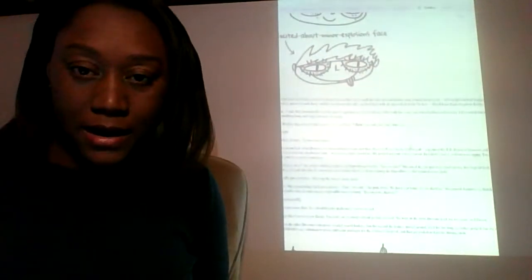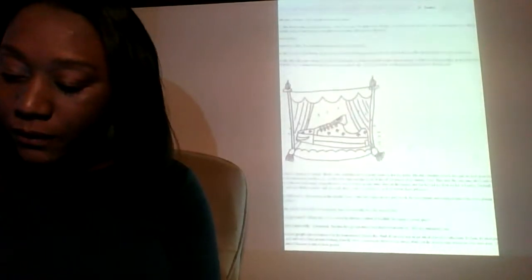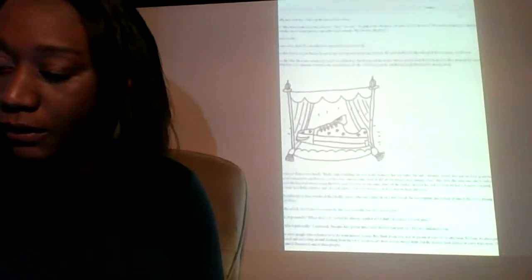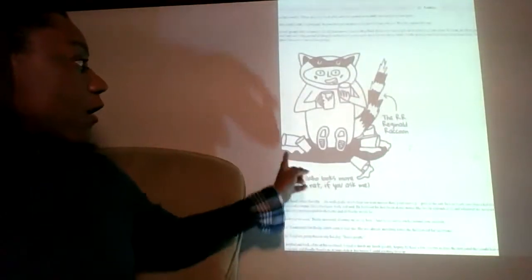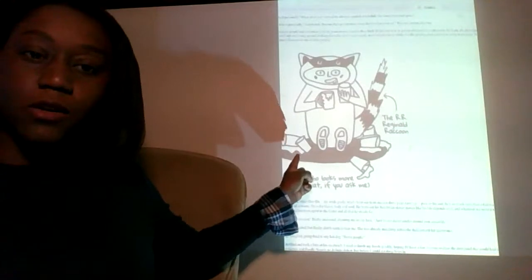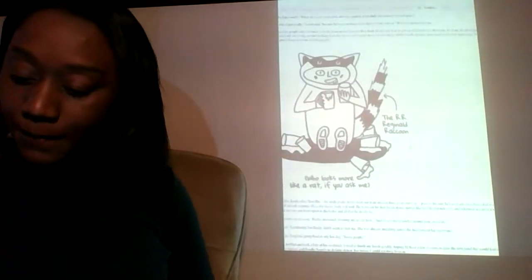All right, Amtala, sorry she came late. Amtala, did you read chapter 1? Okay. Here is the R.R., Reginald Raccoon. I don't know if you remember, but R.R. Reginald is the rival school.